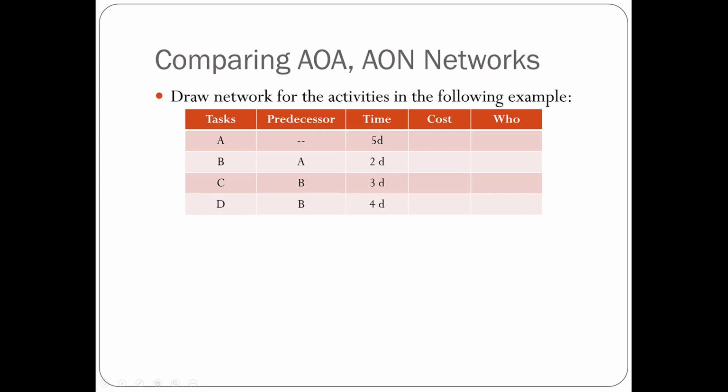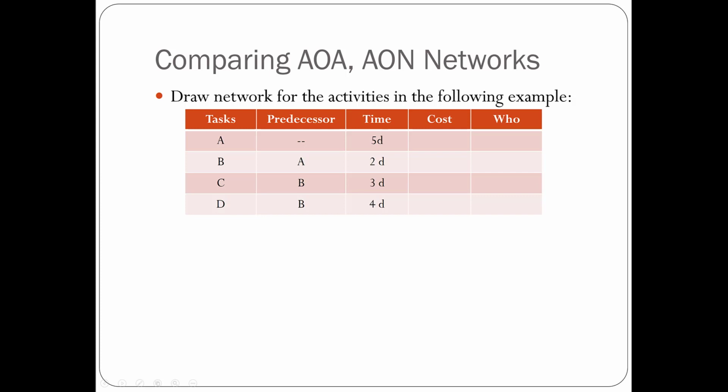Then we look at here, B is the predecessor of both C and D. So that means once you complete B, you can start C and D at the same time. So C and D would be two parallel activities that follow B. Again, this action table denoted how much time it takes to complete each of our tasks.